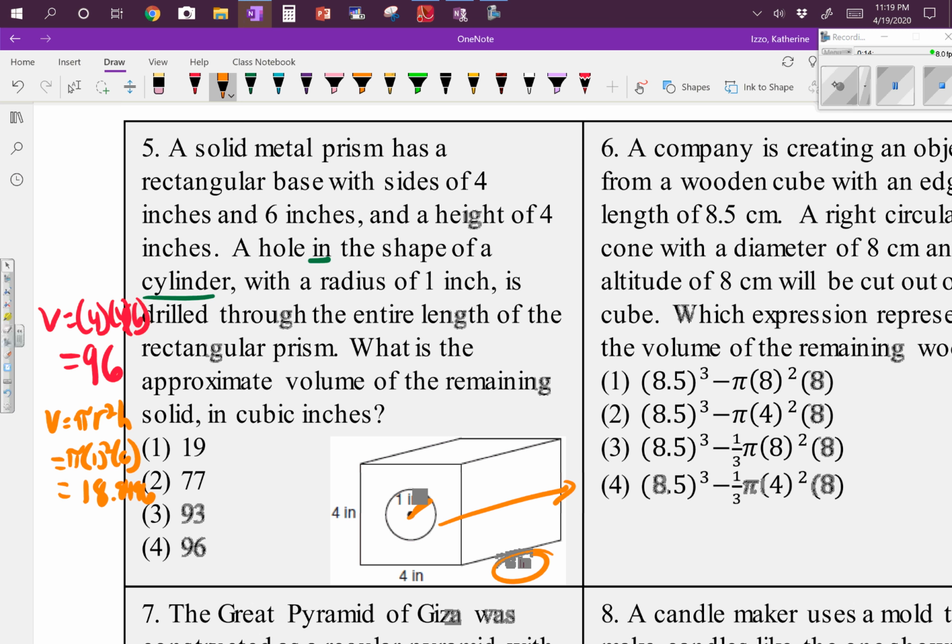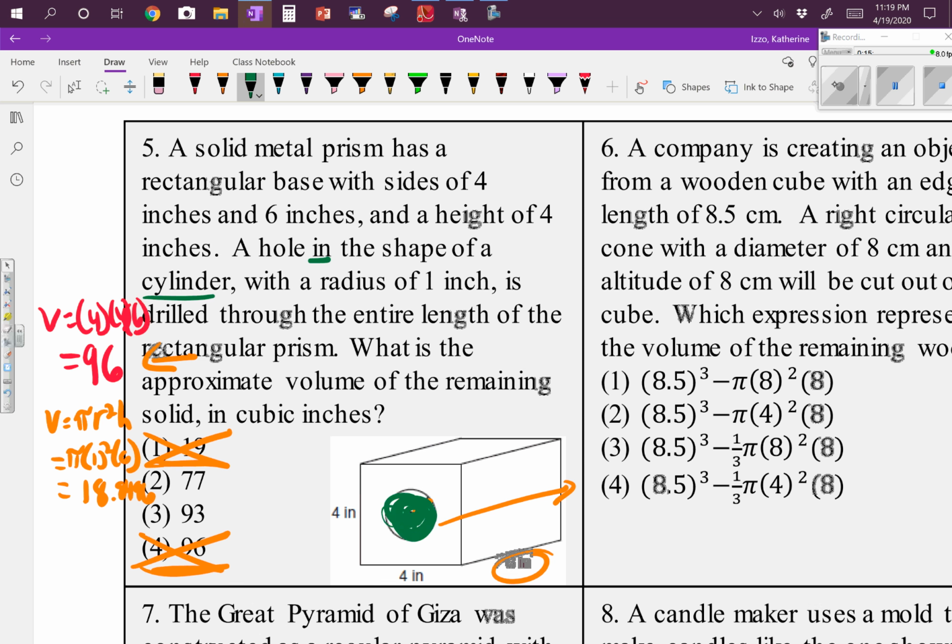Okay, now notice, if you had just gone with the 96, that's an option. That's not the correct answer. If you had just gone with the 18.8, that's also an option. It's not the right answer. What you have to do is take those two numbers and carve out this hole.